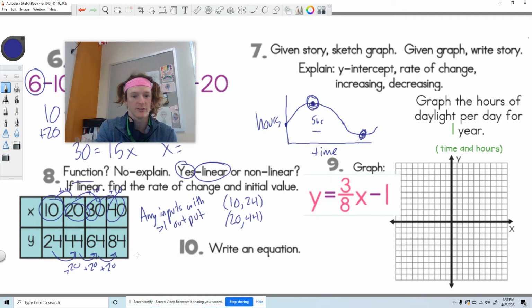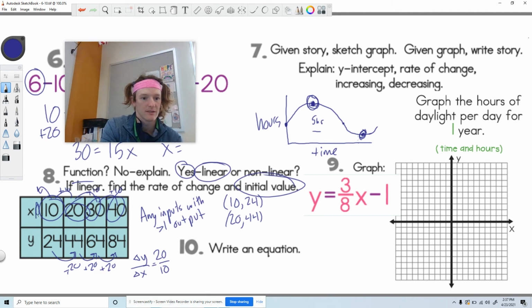Its rate of change is the y change over the x change. Well, the y change was 20. The x change was 10. The y went up 20 every time, right? And then our initial value is where x equals 0, which is going to be this missing spot right here. We go down by 10. So from here to here, we need to go down by 10 again. And so that looks like 44, 24. This will be down 20 to 4.